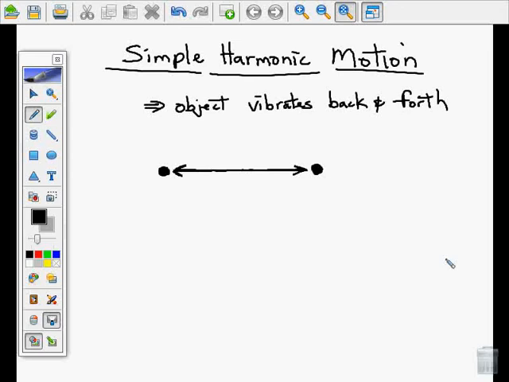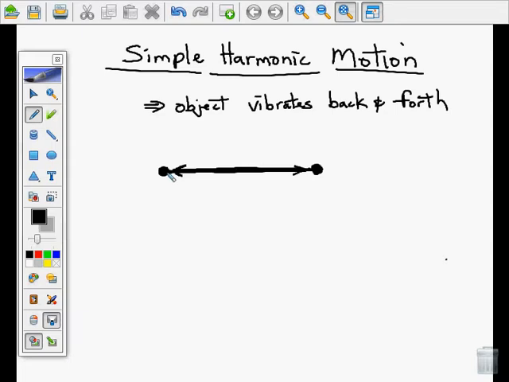Okay, simple harmonic motion. It's basically vibrating motion, where an object is vibrating back and forth. For example, if you have a particle right here, and it's vibrating back and forth like this, that would be an example of simple harmonic motion. A simple vibrating back and forth, yes?